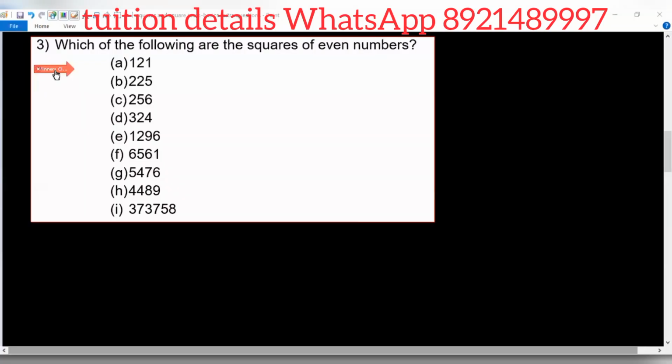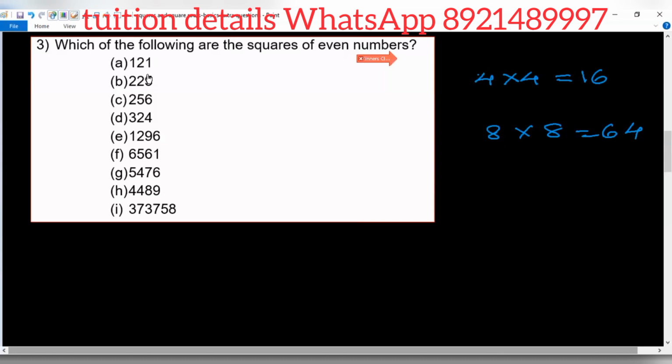This is our third question. Which of the following are the squares of even numbers? When we square an even number, say 4, 4 is an even number, when we take the square of 4, we get another even number, 8 into 8, 64. See, the square of an even number will always be an even number. So the question is, which of the following are the squares of even numbers?